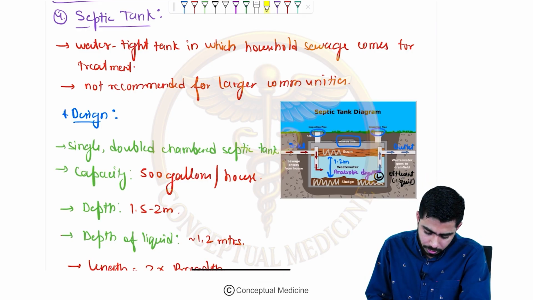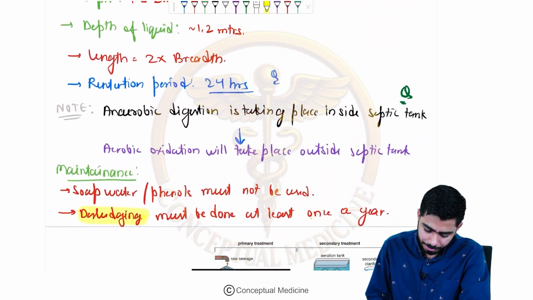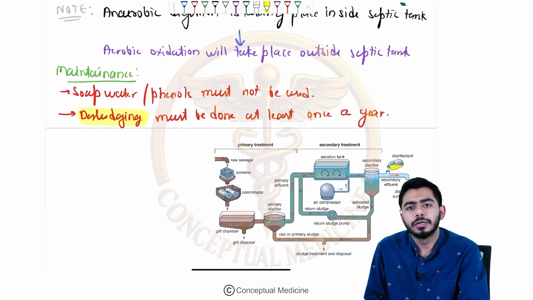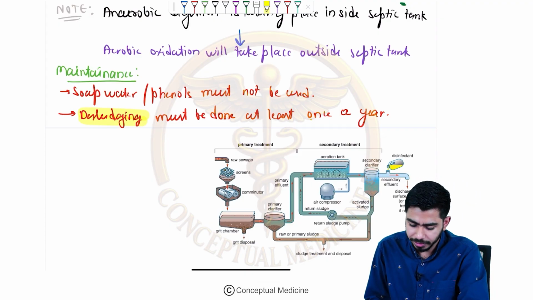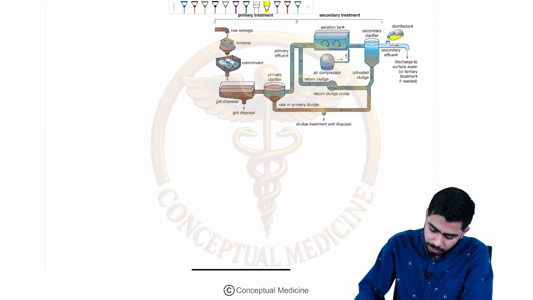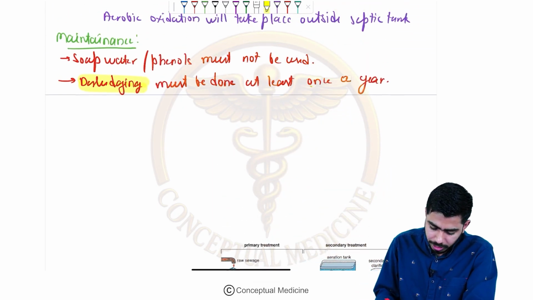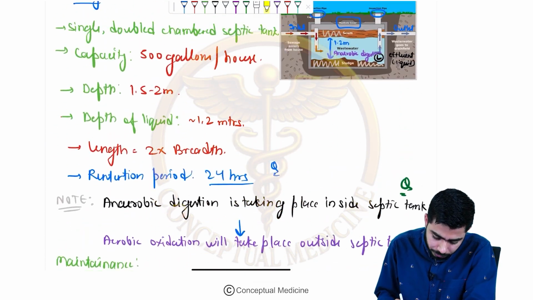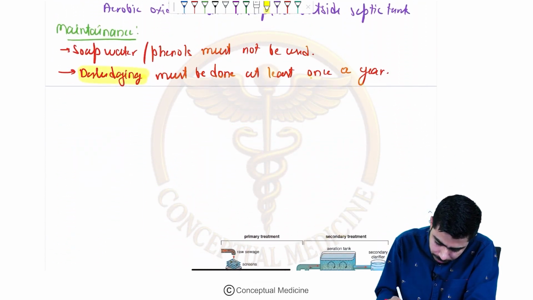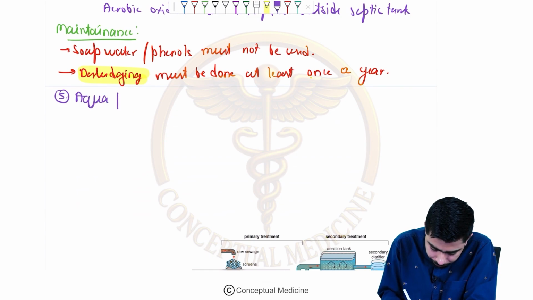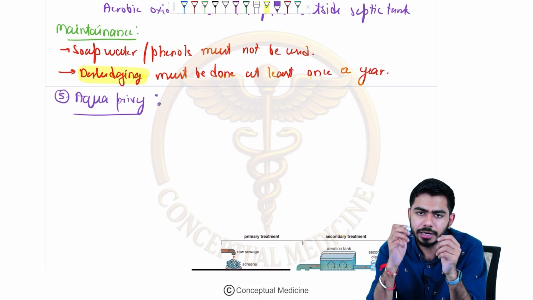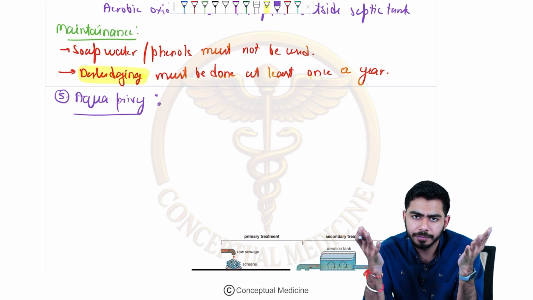Now once we have talked about the septic tank method, we shall talk about another method after that, the aqua privy. We'll talk about this picture later on, but now let me talk about another method. I will call that the fifth one. The fifth method we shall talk about is the aqua privy. In the aqua privy, it has complete water in the tank.